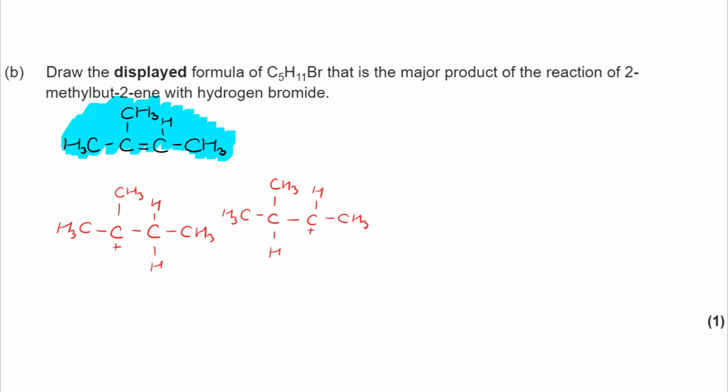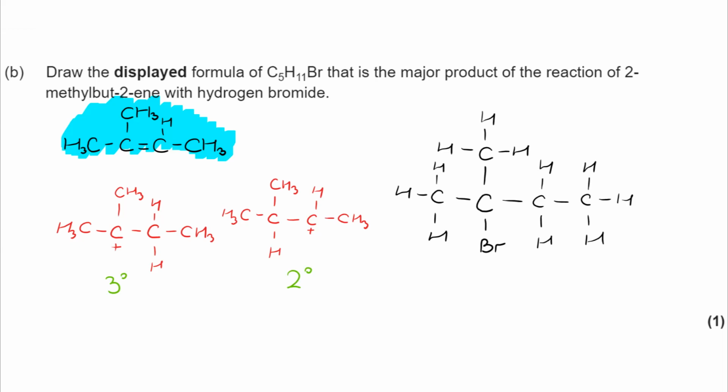Now, when we're considering the classification of these, we see that the one on the left is tertiary, the one on the right is secondary, and the major product will be formed by the tertiary rather than the secondary carbocation. It's always via the more stable carbocation. So for that reason, I'm going to put a Br where the plus was, and I've got my formula.